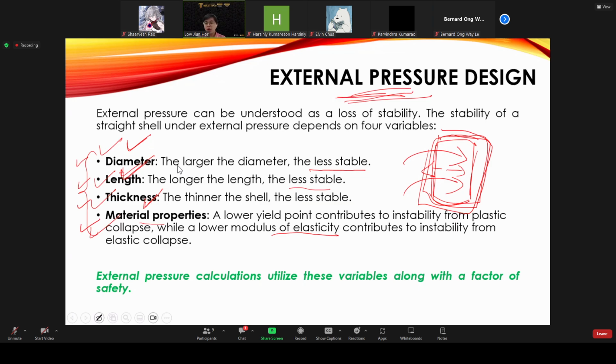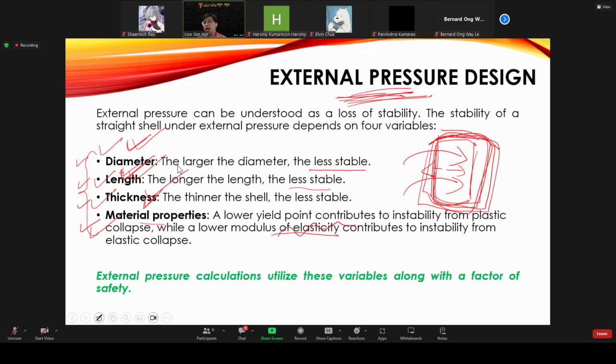So that's why later when we try to apply the equation to calculate the thickness for the pressure vessel here, normally we will try to include the diameter, length, thickness, and also the elasticity in our calculation, in the equation that we are going to use in order to determine the most suitable thickness for our pressure vessel here. And later I will show you the equation that we are going to use to calculate the thickness for the pressure vessel in order to withstand the external pressure.